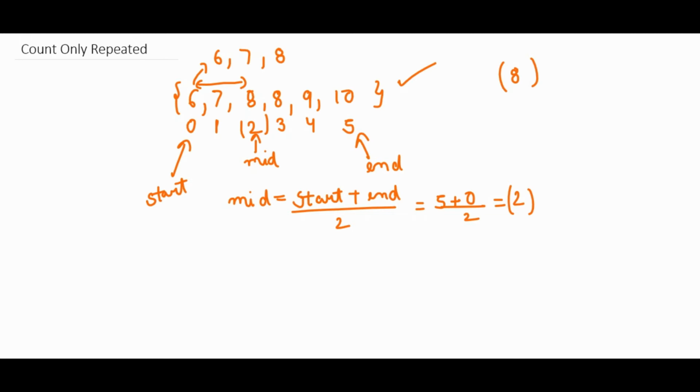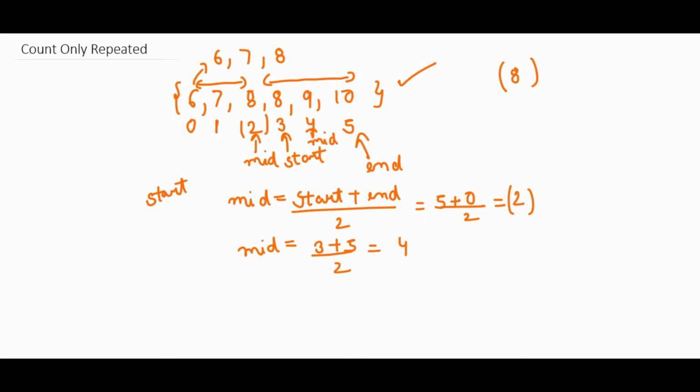Now as it is on the correct position, we have to check on its right part. Now we will point our start to mid plus 1. So now our start will point at here. Okay, not here. So our new mid will be 3 plus 5 by 2, which is equal to 4. Now we have to check for 4, if 4 is at its correct position or not.